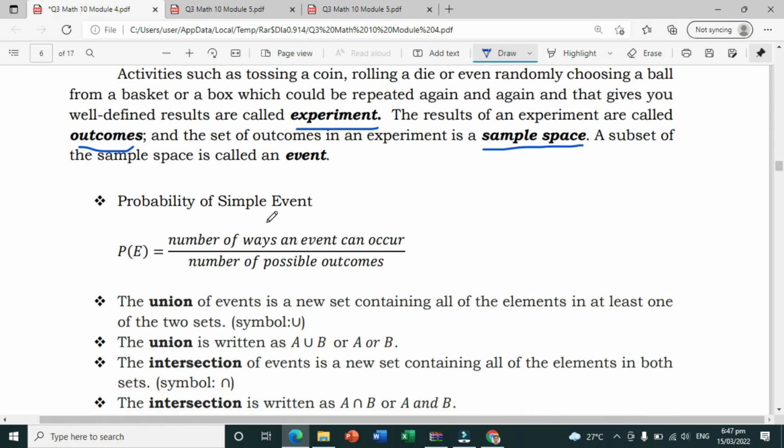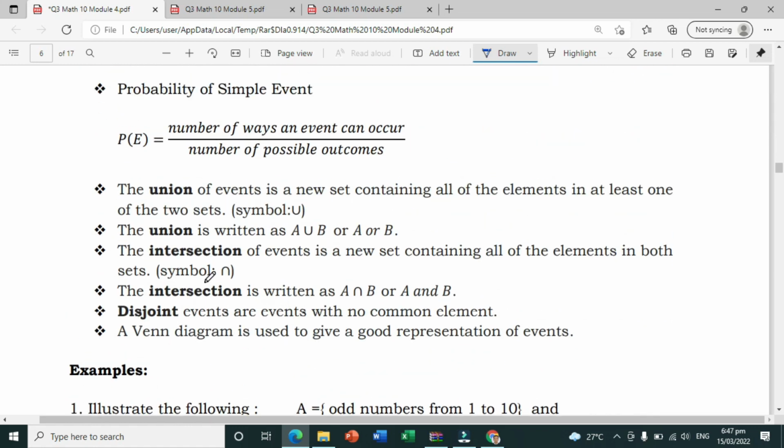Okay, so probability of simple event, so that is P of E, is equal to the number of ways an event can occur over the number of possible outcomes. So these are our definition of terms. The union of events is a new set containing all of the elements in at least one of the two sets. So its symbol looks like a U, but it is not a U, just a symbol. The union is written as A, then the U-like symbol, B, or A or B.